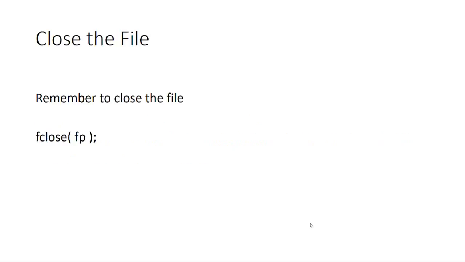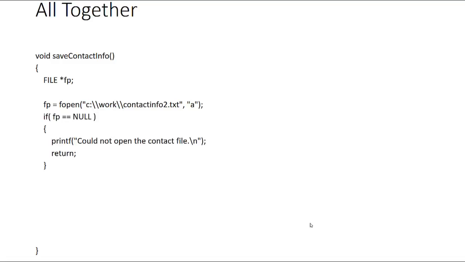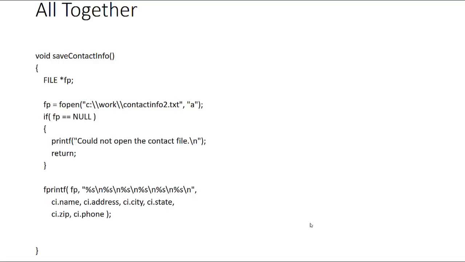You always have to remember to close the file. So here it is all together. Here's the function, save contact info. We declare fp, we open the file. We have to error trap it just in case something went wrong. We call fprintf, and finally we close the file.